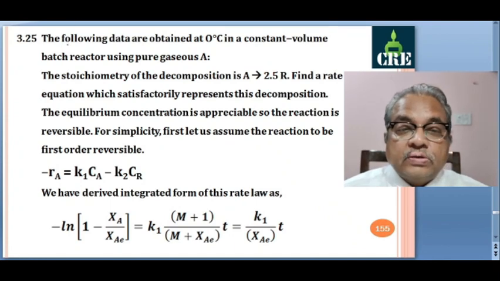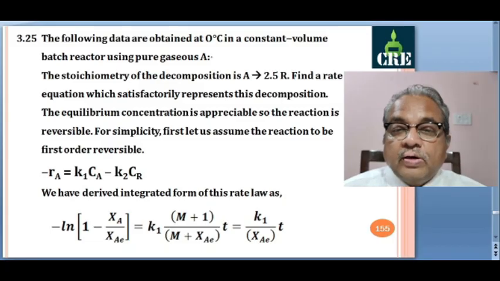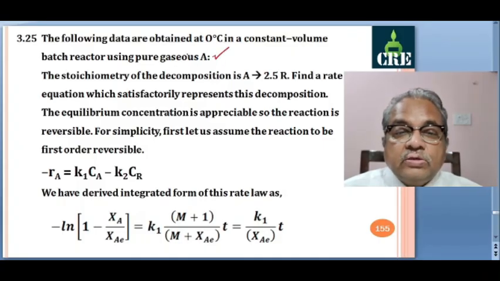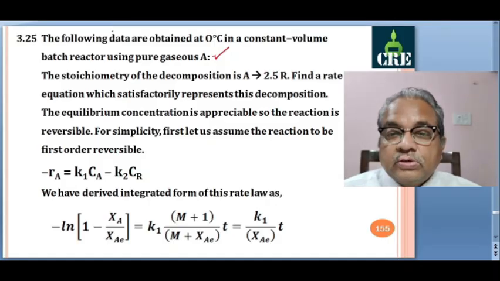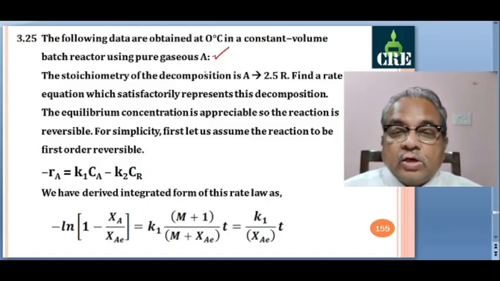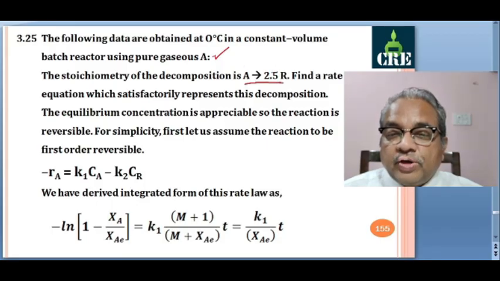Problem 3.25 from the exercise. The following data are obtained at 0 degrees Celsius in a constant volume batch reactor using pure gaseous A. So it is a gas phase reaction, A pure, in a constant volume batch reactor. The stoichiometry is A giving you 2.5 R. So 1 mole giving you 2.5.